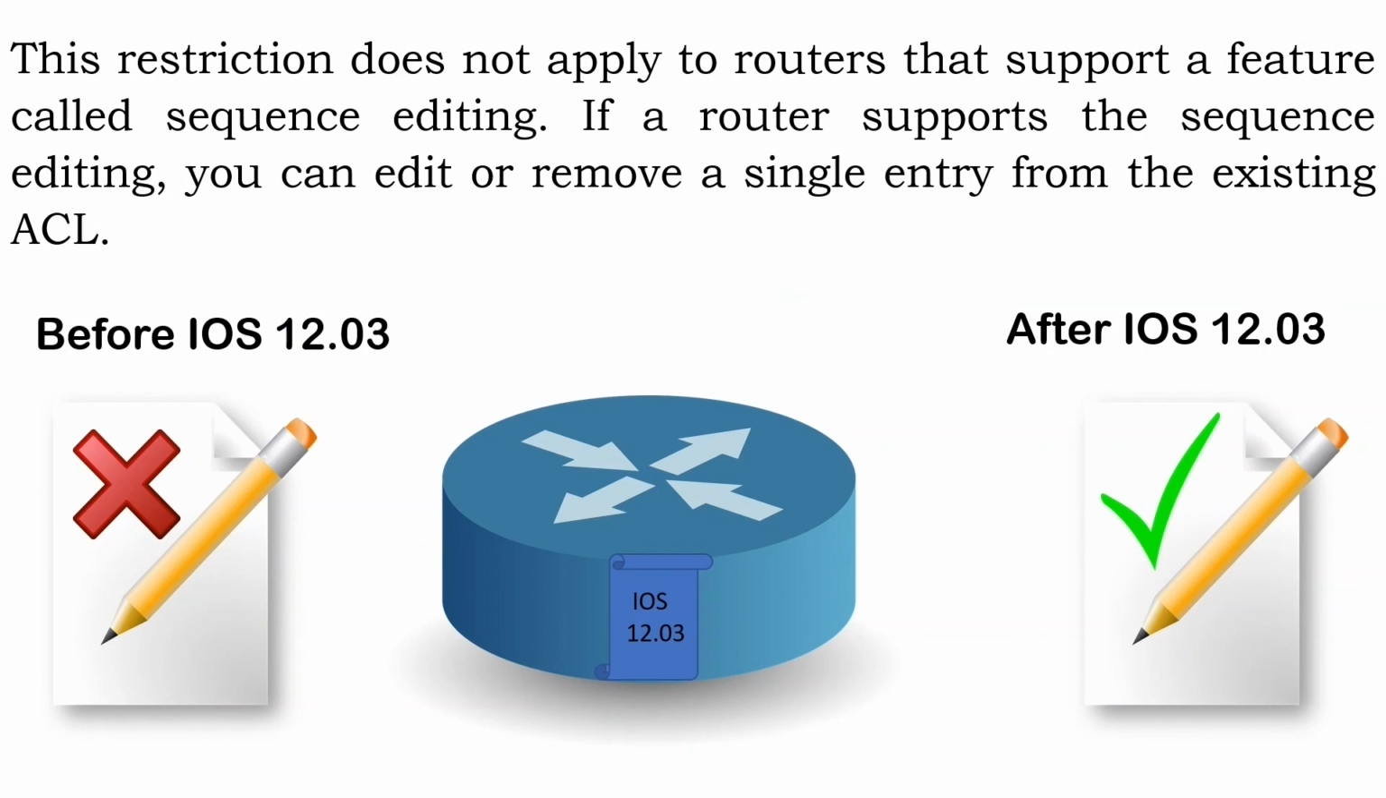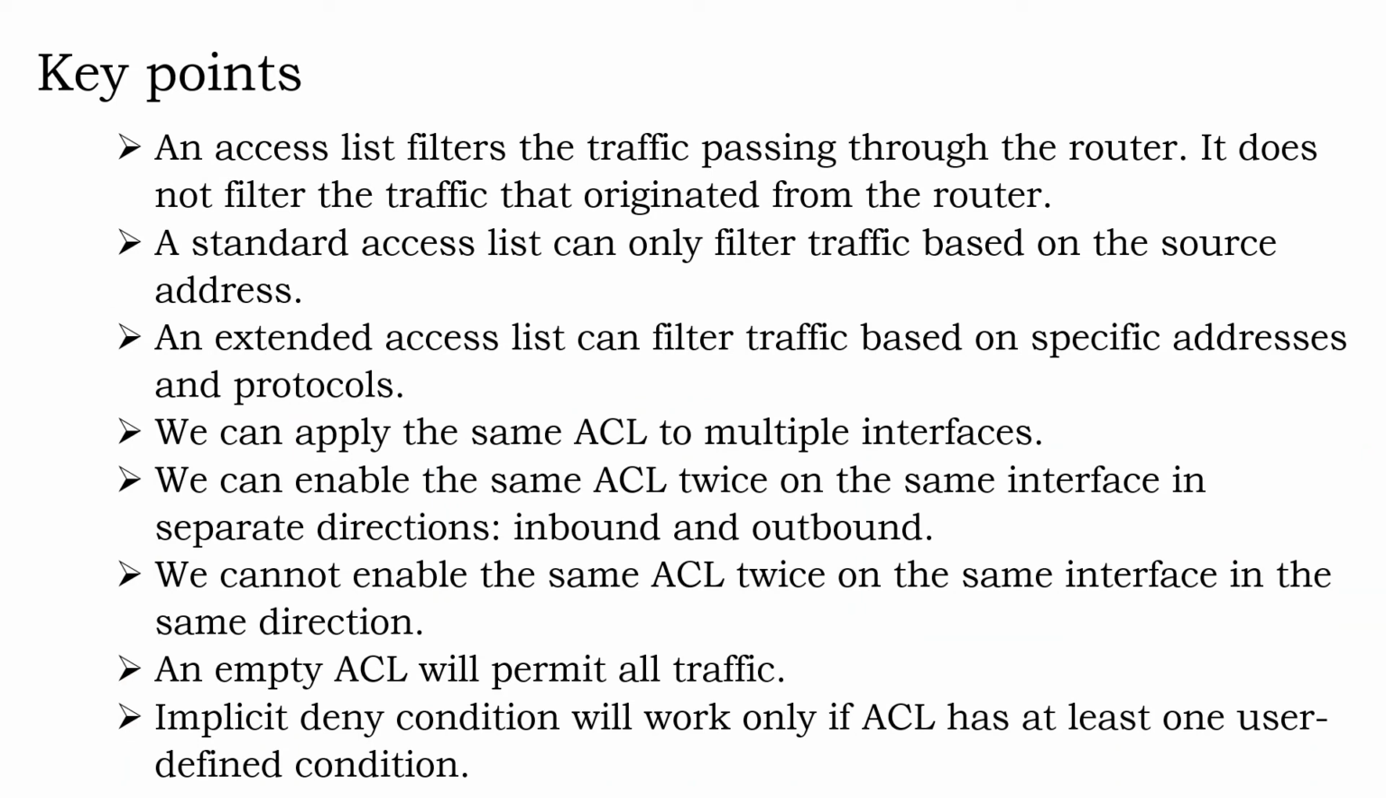This restriction does not apply to routers that support a feature called sequence editing. If a router supports the sequence editing, you can edit or remove a single entry from the existing ACL. An access list filters the traffic passing through the router. It does not filter the traffic that originated from the router. A standard access list can only filter traffic based on the source address. An extended access list can filter traffic based on specific addresses and protocols.